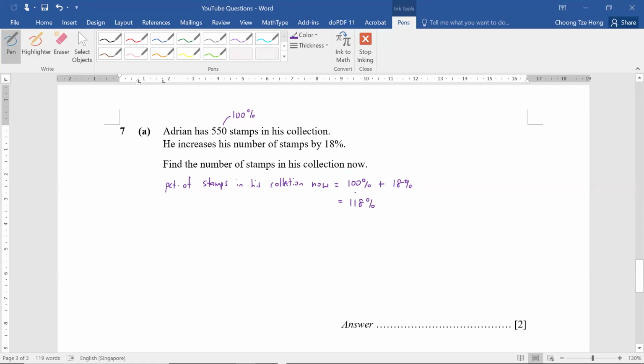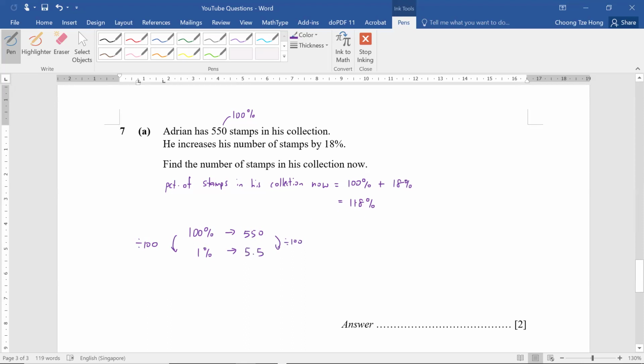We can do so by using some simple proportion. So remember, 100% represents 550 stamps, right? So usually what we will do is we'll calculate 1% first. So in math, whatever you do on the left side, you just do the same thing on the right side. So to get 1%, we will divide by 100. So dividing by 100 on both sides, on the right side, you end up with 5.5.